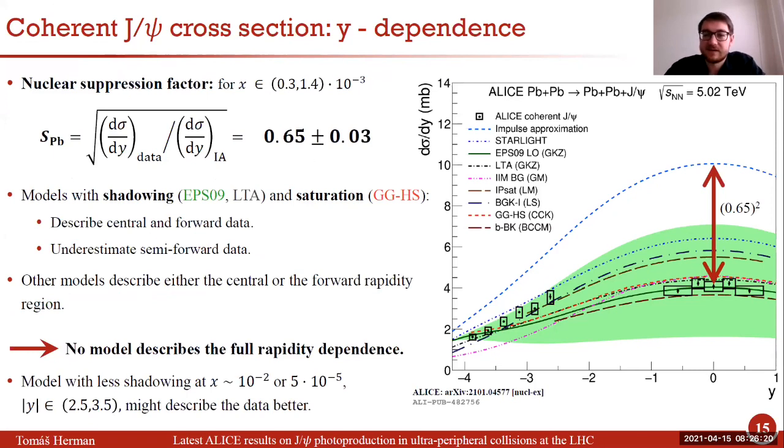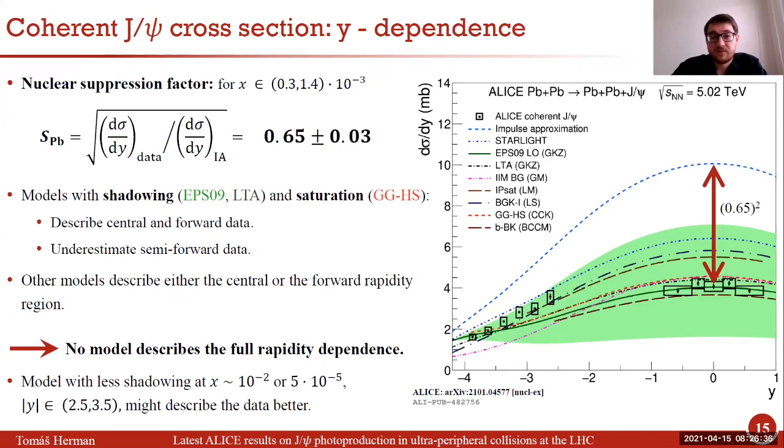By taking the ratio of the impulse approximation and the central measured data, we see that for the Bjorken-x of the order of 10^-3, the nuclear suppression factor is 0.65 ± 0.03.